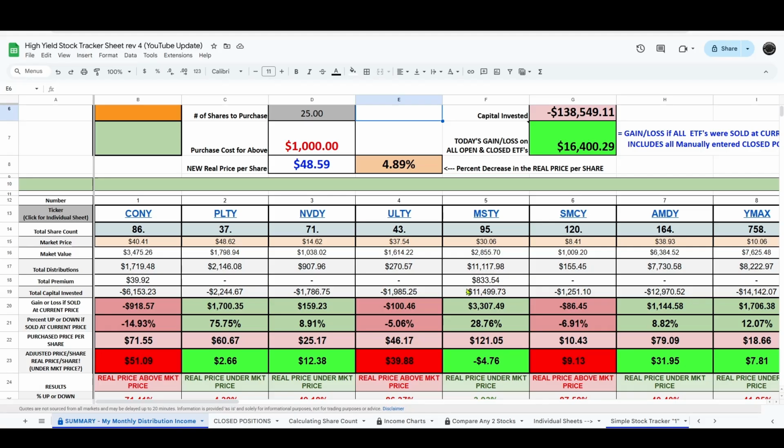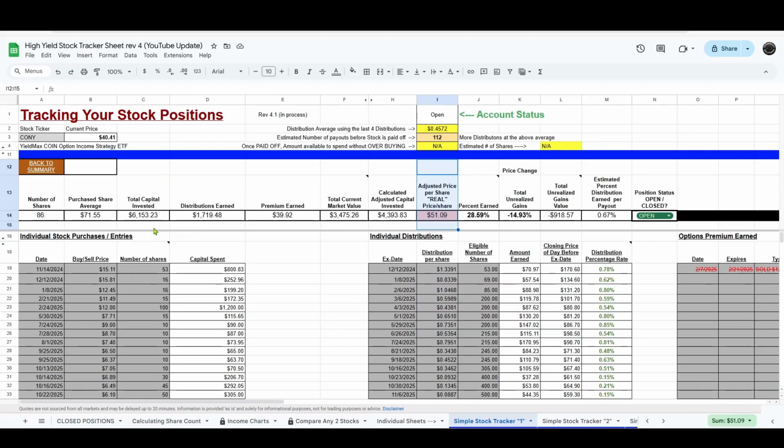So we're going to go ahead and jump right on in, and we're going to start right off with Coney. And of course, I do have the links to each one of these that takes you to the individual stock tracker sheet itself. Just by hovering over that ticker symbol, then you click the link and boom, there you go, right into the individual stock tracker sheet, where you can then enter in your purchases and any distributions you have earned. And for Coney, I did purchase a few more shares.